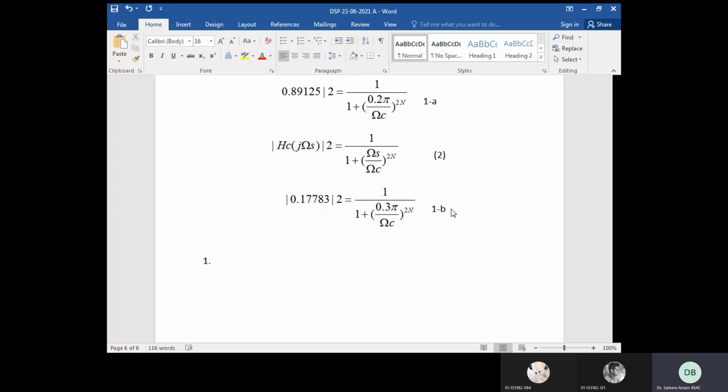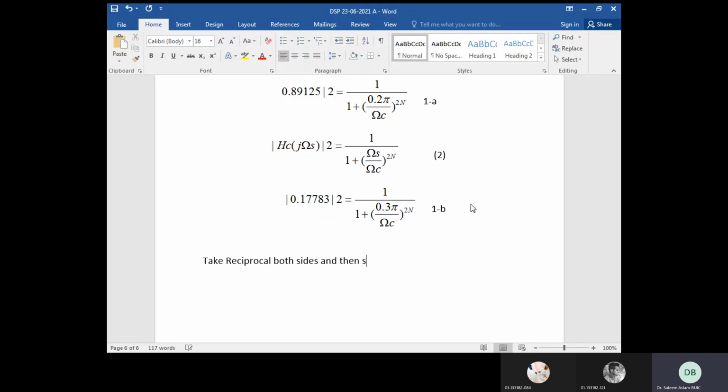Let me write here. Take reciprocal both sides and then subtract 1. Because जब आप reciprocal, if you take the reciprocal, so it would become 1 plus 0.2 pi over omega c raised power 2n. And 1.25, you can subtract 1 from 1.25. It would become 0.25, right? ऐसे ही बेटा. So its closing time is approaching.